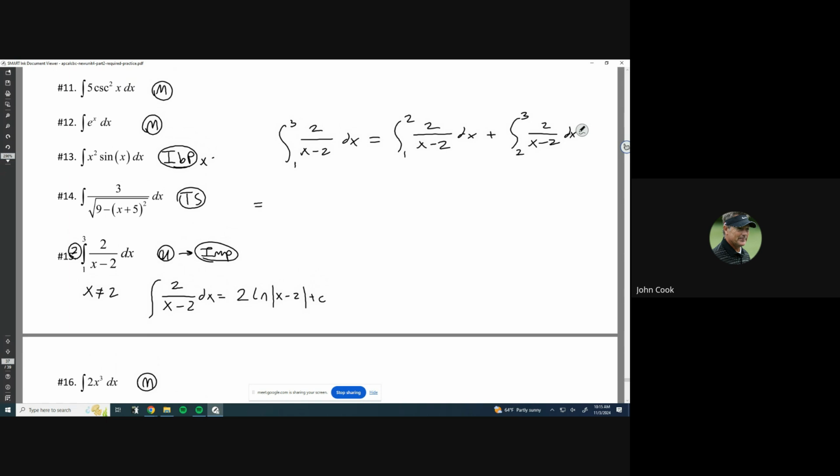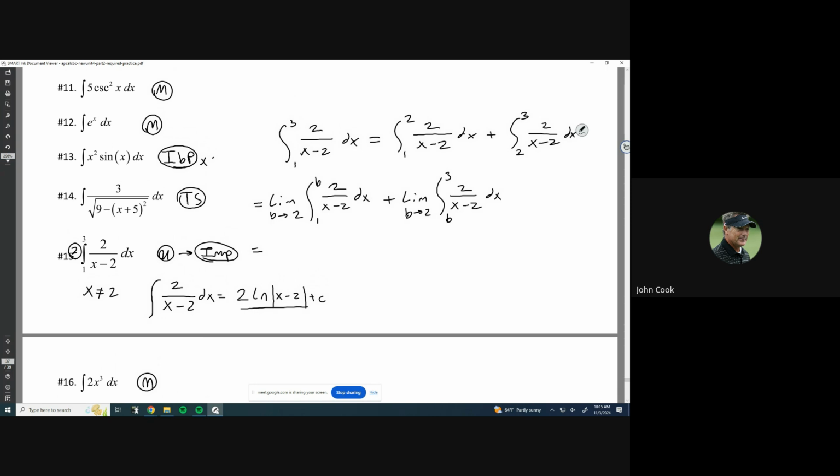Okay, so let's rewrite this using limits. So I'll just use b again. The limit as b goes to 2 of the integral from 1 to b of 2 over x minus 2 dx, plus, and then I'll use the limit again, the limit as b goes to 2 of, let's see, b to 3 of 2 over x minus 2 dx. And I already did the antiderivative for these ones, so that's this thing here.